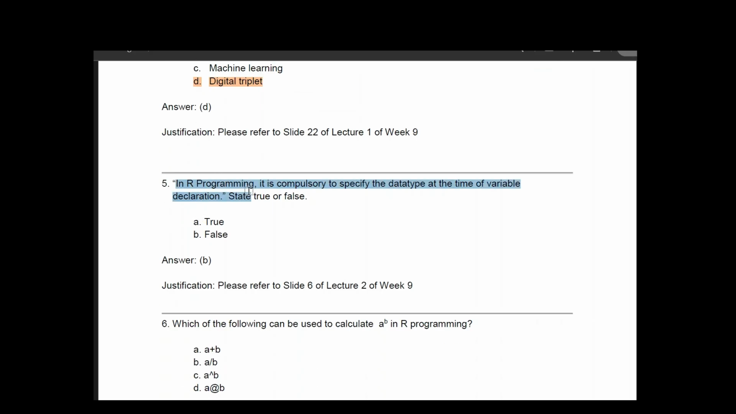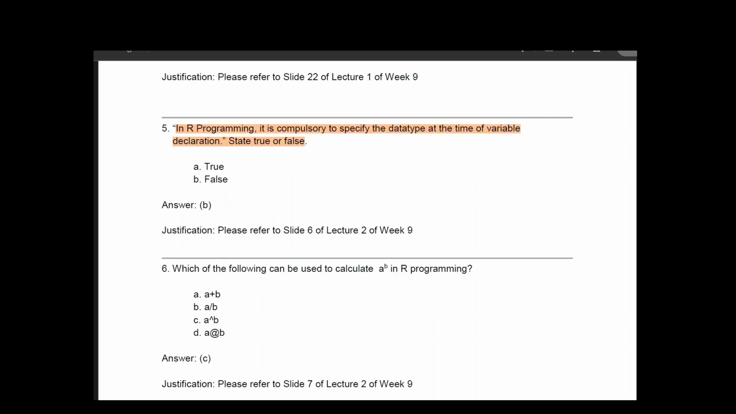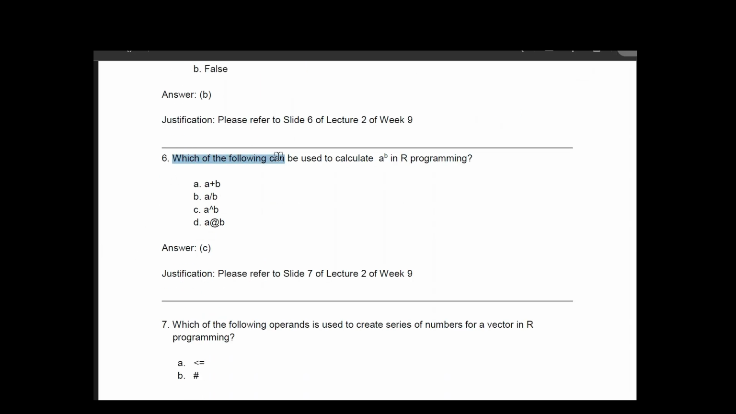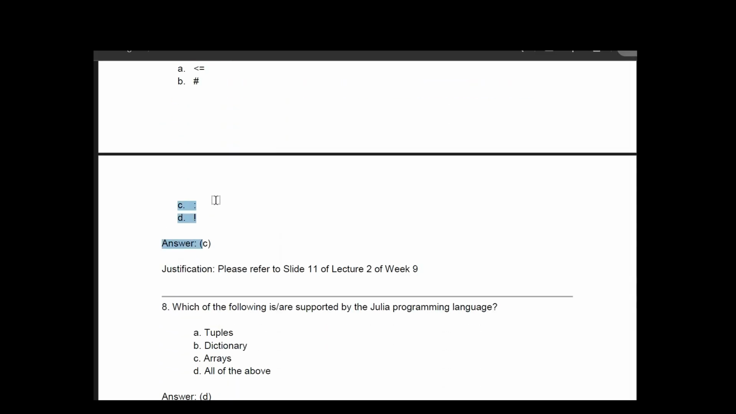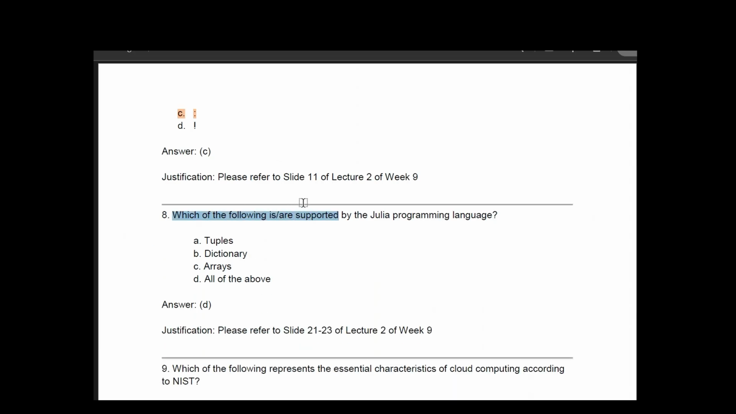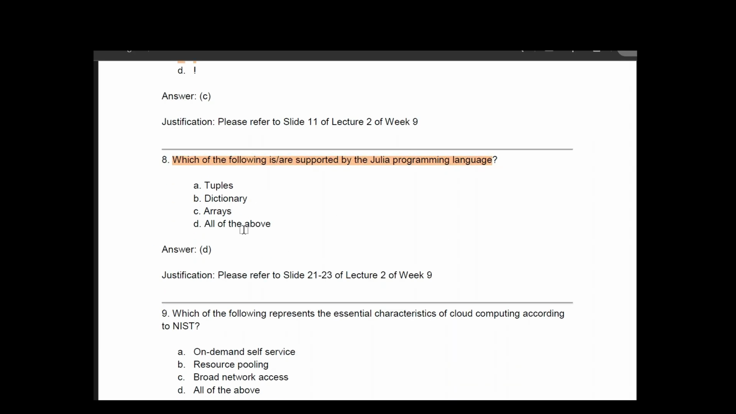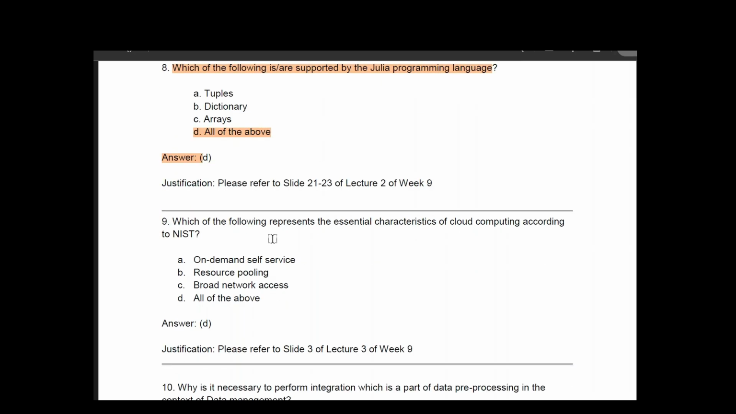In R programming, it is compulsory to specify the data types at the time of declaration. So, it is false. You need not declare. Which of the following can be used to compute a to the power b in R programming? So, option C is there, a raised to the power b. Which of the following operators creates a series of numbers for a vector in R programming? So, option C, this colon. Which of the following are supported by the Julia programming language? So, it is all of the above.